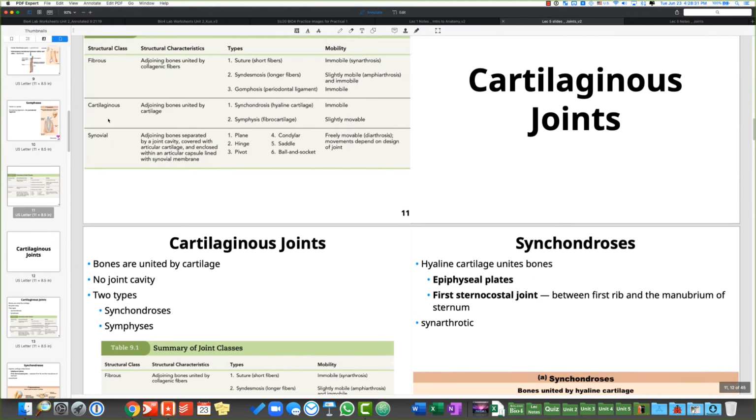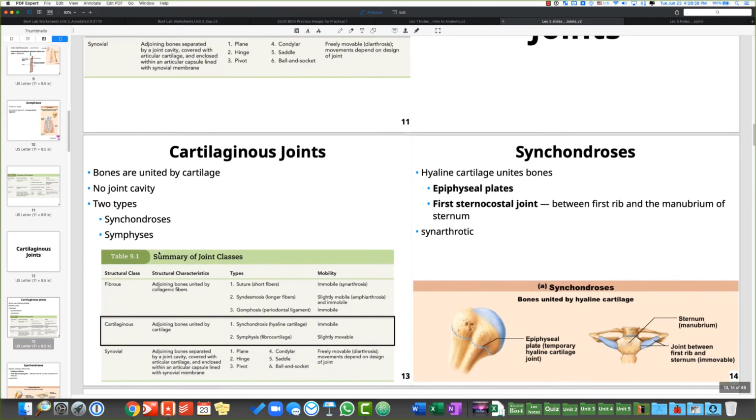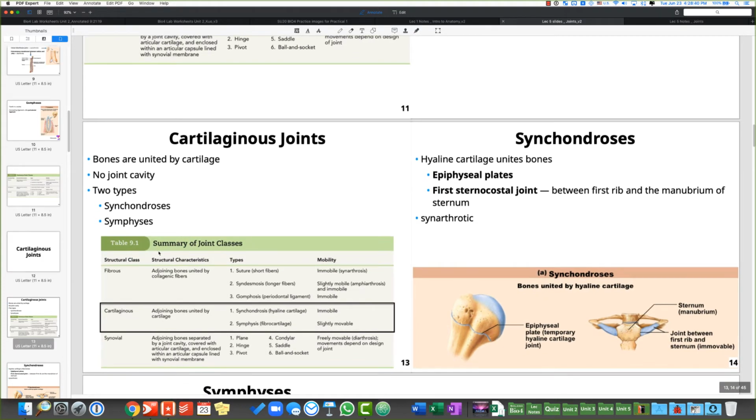Now we're going to move on to the second structural class, called the cartilaginous joints. This type of joint is defined by being united by cartilage. There are different types of cartilage that can unite them, so that divides it further into two types, synchondrosis and symphysis. In synchondrosis, those bones are united by hyaline cartilage.